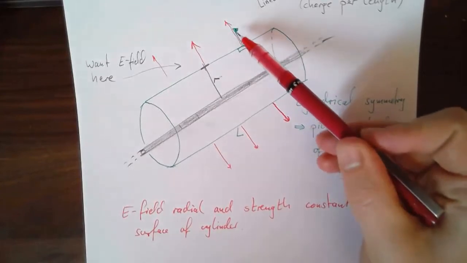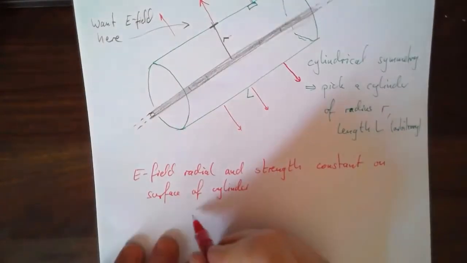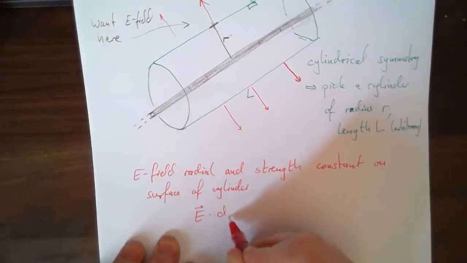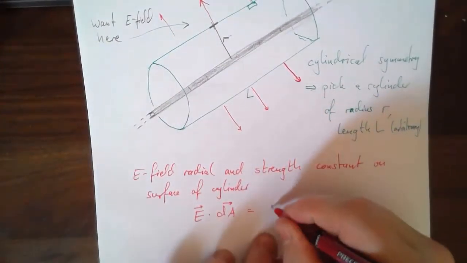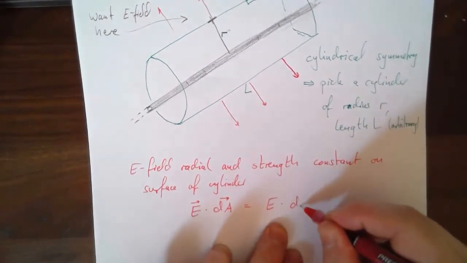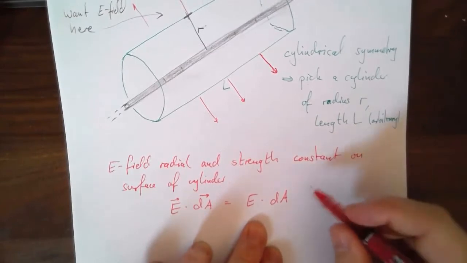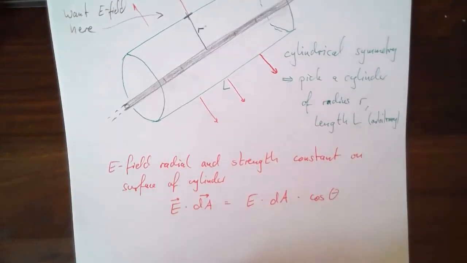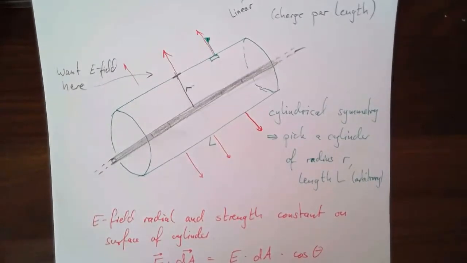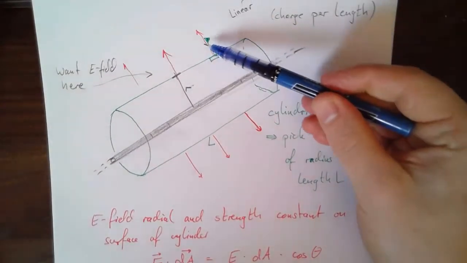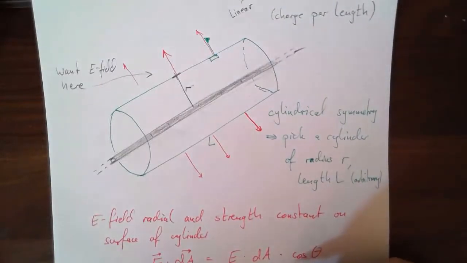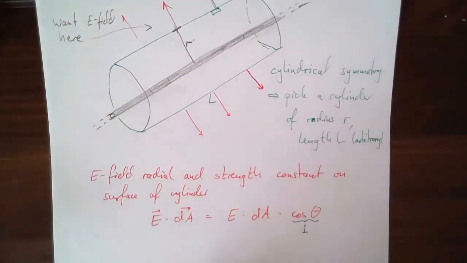So the angle between the electric field and the flag is once again 0. So E dot dA is just equal to E, the field strength, times the size of the area element, never mind the direction, times cosine theta. But the cosine theta is the angle between the flag and the electric field, and that is just 1, because the angle is 0. And the electric field is constant.